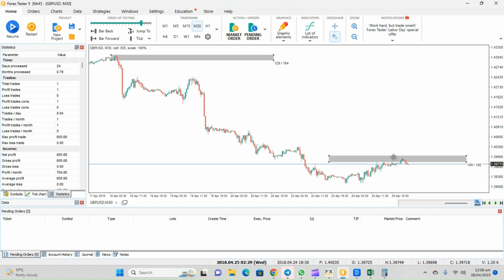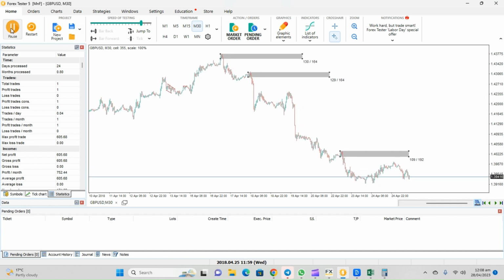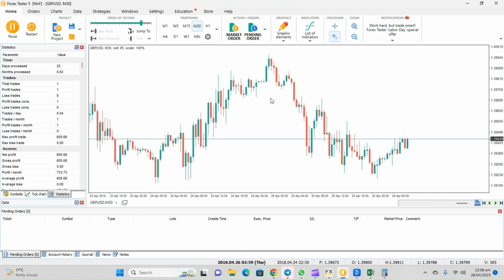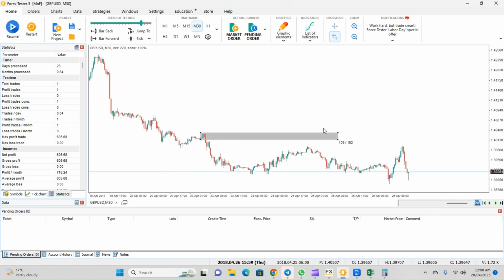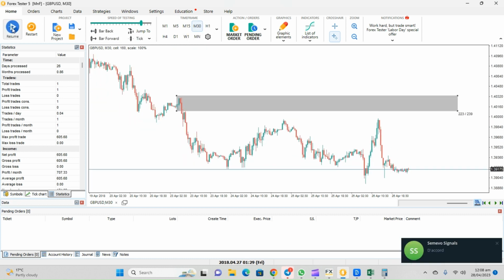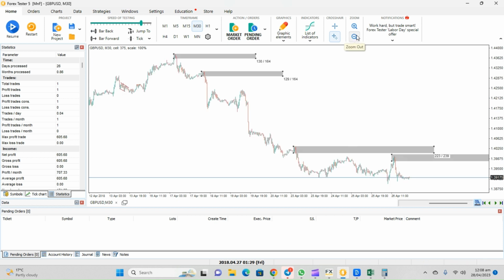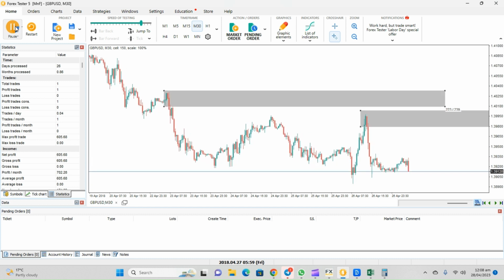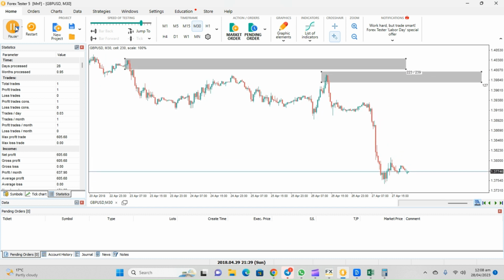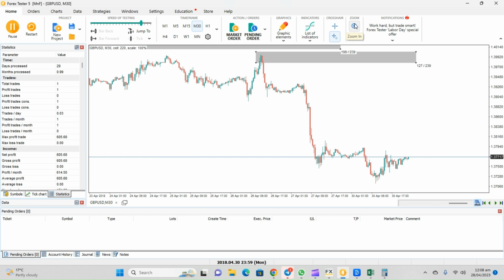Okay, so I'm looking at this level right here. So let's see how price is going to approach that level. It did touch that level, it didn't quite touch that zone right there, so it's okay. Okay, so another level I'm interested in is this one here. So you just follow price, continue to follow price, and it will tell you where to buy or sell from.